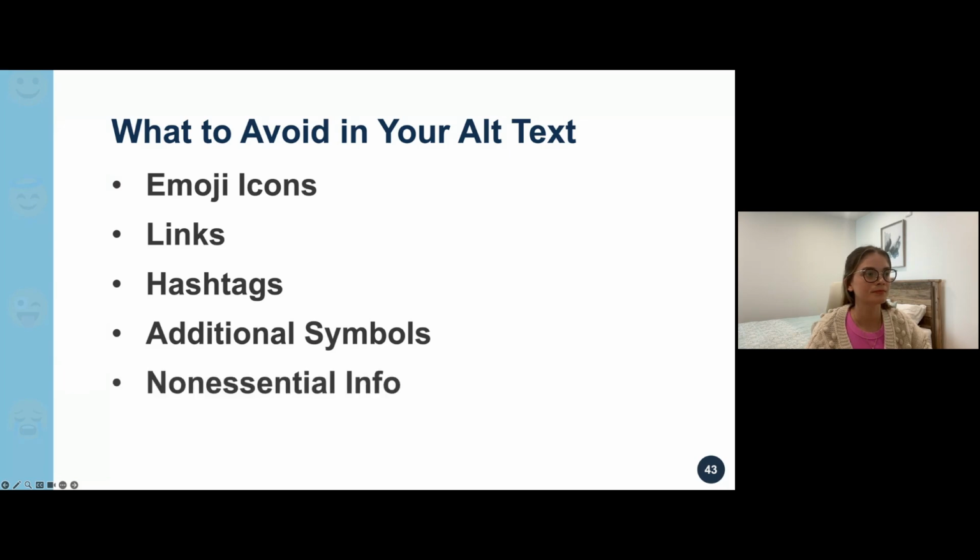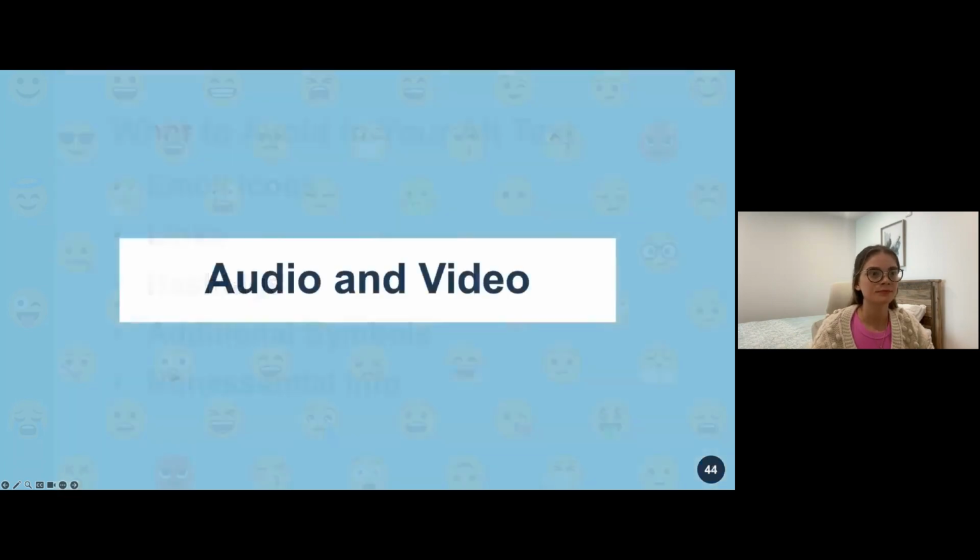And any non-essential information such as strings of random keywords, photographer credits, promotional information, calls to action, secret messages, hidden jokes, or any other information that doesn't make your image description more accessible should not be put in the alt text field. In our final section, we're going to quickly go over making audio and video accessible.